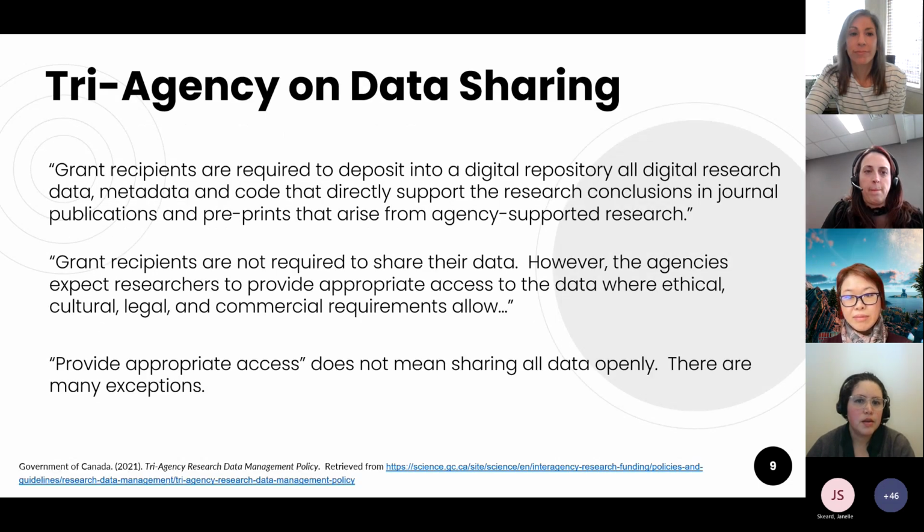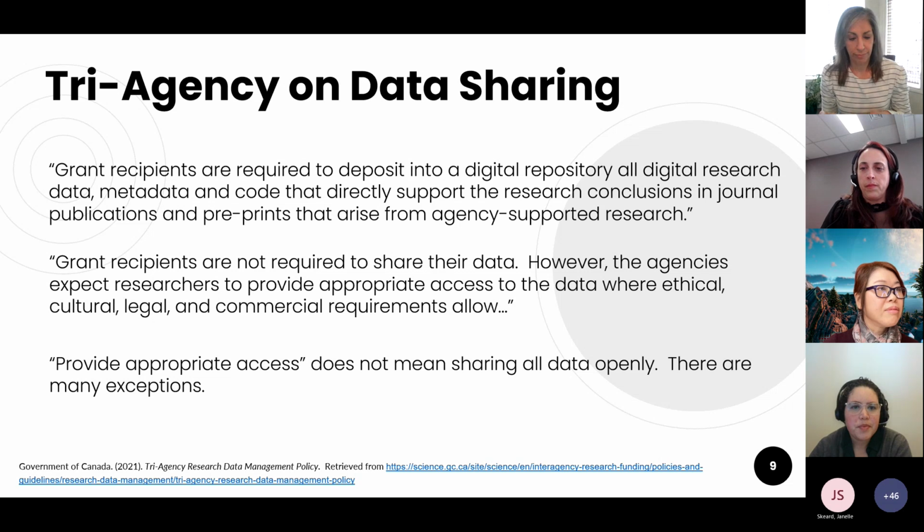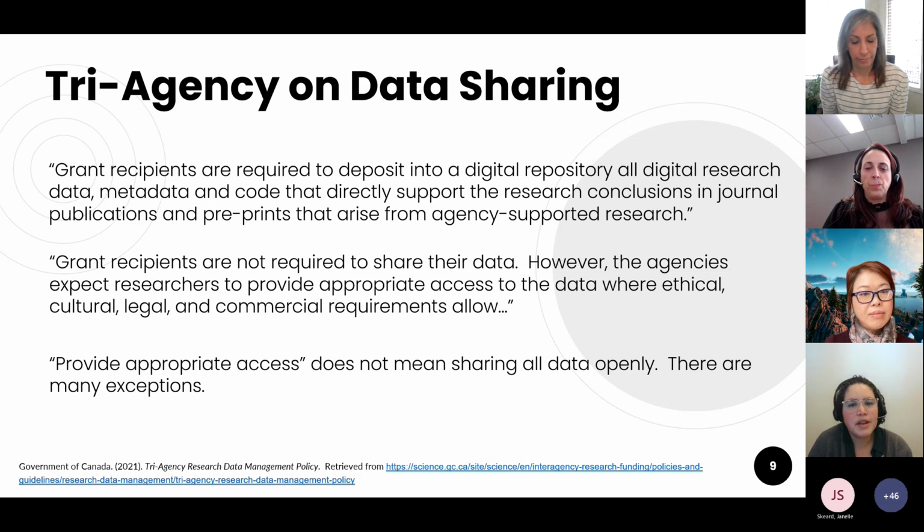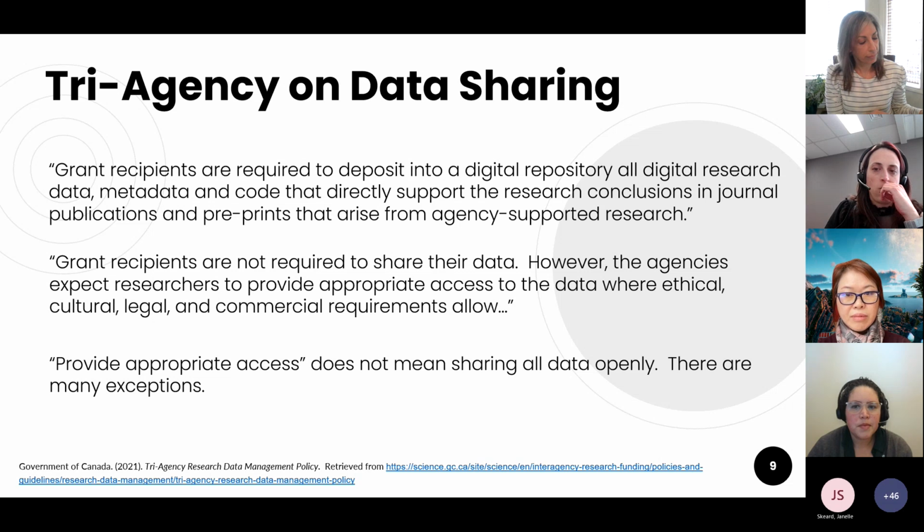Yep, I can speak to the next slide, the tri-agency policy on data sharing. This is some language coming directly from the tri-agency research data management policy. Direct quote: grant recipients are required to deposit into a digital research repository all digital research data, metadata, and code that directly supports the research conclusions that might be published. So there's some reassurance here that there is this idea that it would like to be deposited into that repository, though it is not necessarily a requirement.